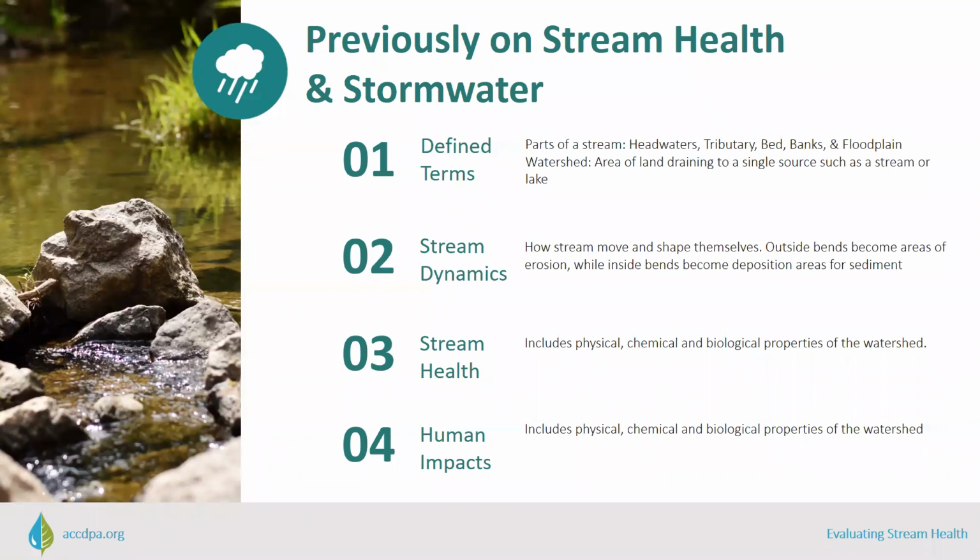Secondly, we talked about stream dynamics and how streams meander or curve. Outside bends of the stream have faster moving currents that cause erosion, while the inside part of the bend has a slower moving current, which results in deposition of sediments. Then we talked about how stream health does not just involve the stream itself, but the whole watershed, including upland areas, riparian areas, and the floodplain. And lastly, we introduced some ways that human activities have influenced stream health.